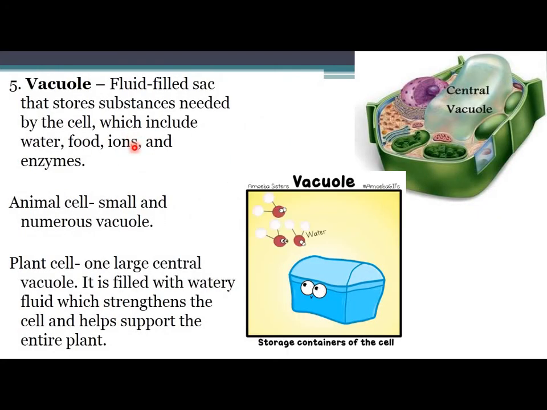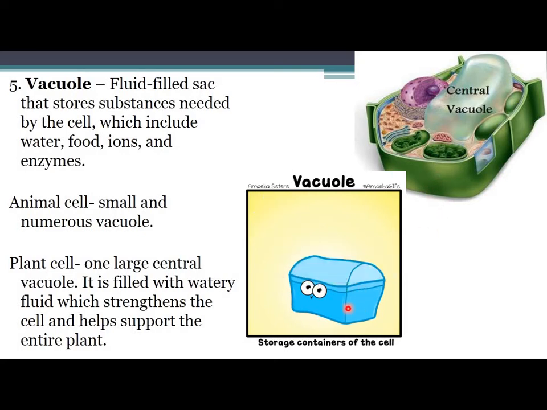Next, meron tayong tinatawag also na vacuole, no? So vacuole, it is a fluid-filled sac that stores substances needed by the cell, which include water, food, ions, and enzymes. So kumbaga, ito yung organelle na kung saan storage box natin, no? Kumbaga siya yung ating storage box kasi dito ini-store itong mga materials na to, no? Water, food, no? Ions, yan. And even yung mga toxic waste na napuproduce diyan sa ating mga cells, no?